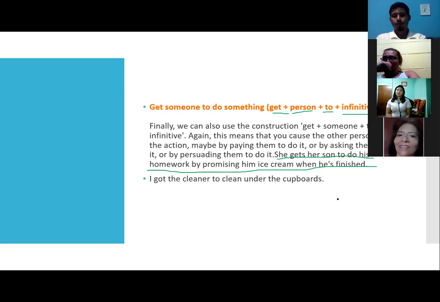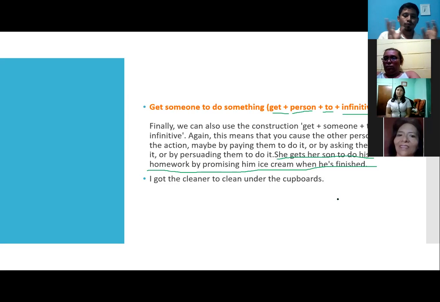Her son. Her son, okay, yes, very good. Yes, the person who did the action was her son, okay? And who caused the action? Who? Because in this part we have two things. Who did the action and who caused the action? Okay, because there are two different things.